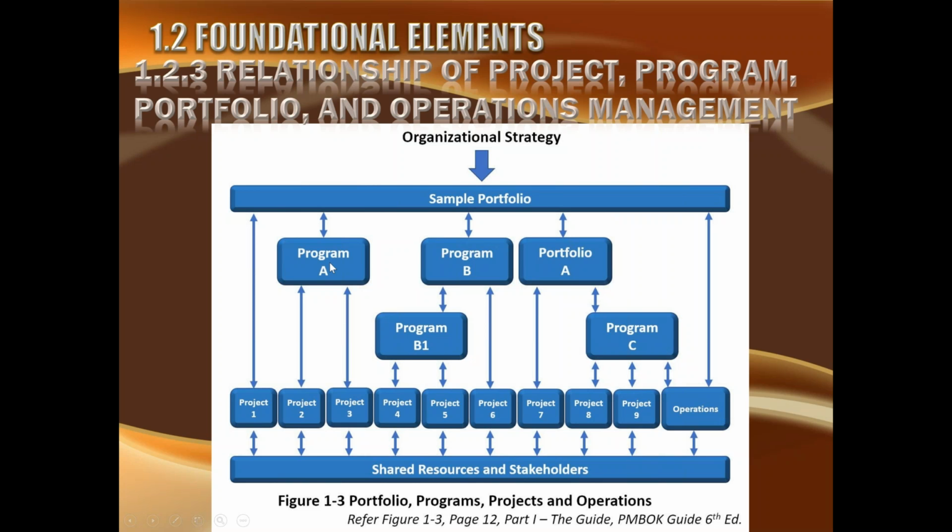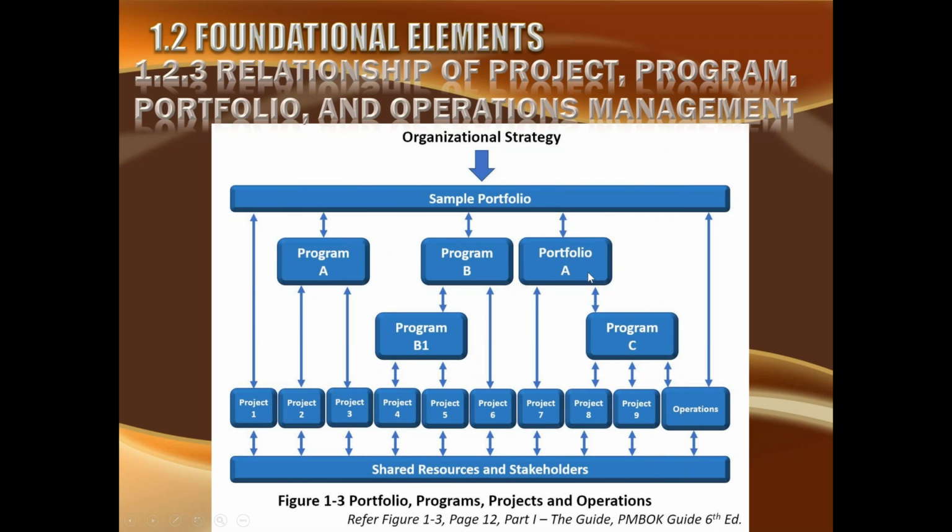Now, let's look at our program. Program A has a number of projects, project 2 and project 3. It is also possible that a program can have project 6 as well as a sub-program under it, which further has project 4 and project 5. This can also be a possibility.